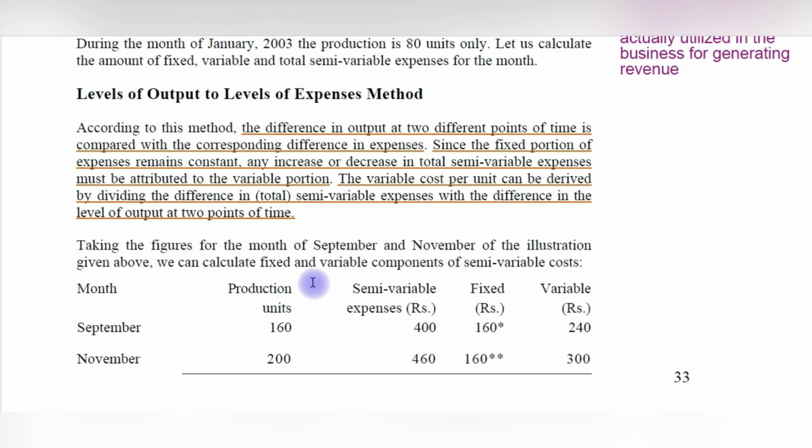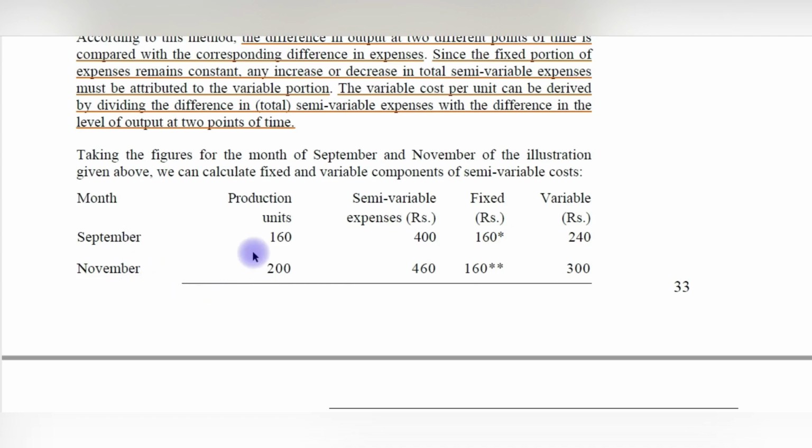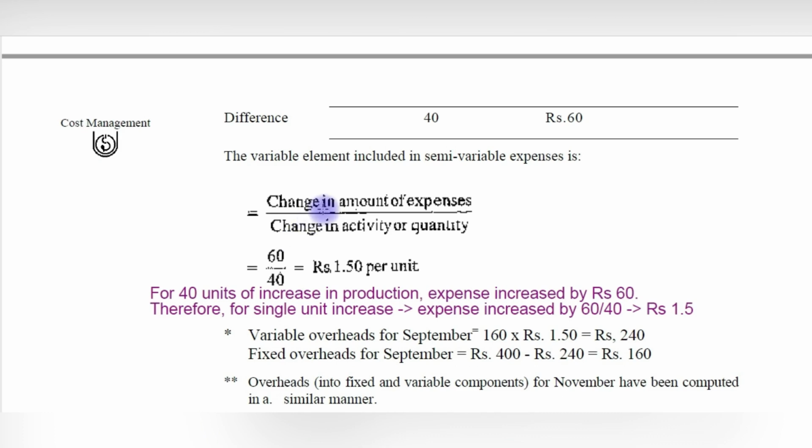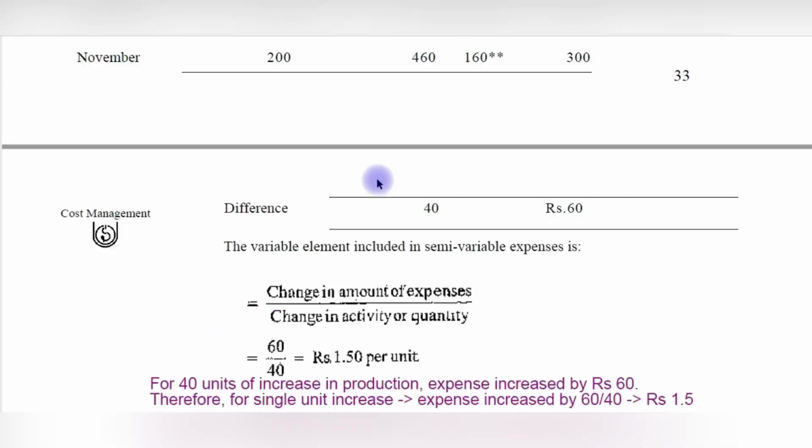See the example given here. For September and November, there is an increase in the production of 40 units, whereas the expenses increased only by 60 rupees. For a 40 units increase in production, expense increased by 60 rupees. So for each unit of increase, there is an increase of 1.5 rupees in expenses. So this 1.5 rupees in expenses for each unit is nothing but the variable expense.